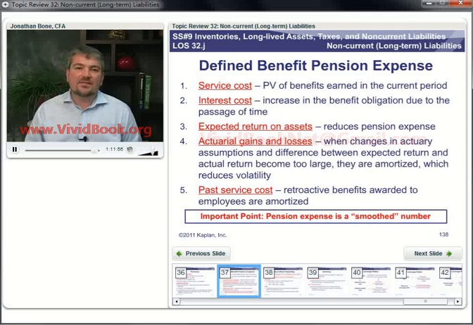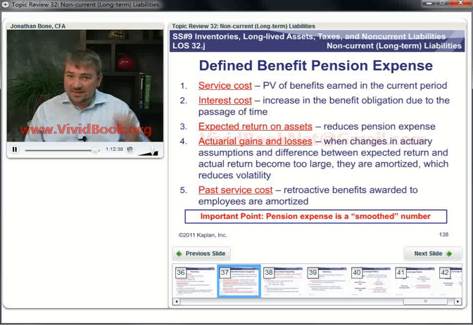Now, past service costs are retroactive benefits awarded to employees. Essentially, if we increase the benefits you're entitled to on retirement, that increases the PBO, the liability. Okay, so that's a loss. If we decrease the benefits you're entitled to, that would reduce the PBO, which would be a gain. Now, again, under US GAAP, these prior service costs are held off balance sheet essentially and amortized through the income statement. Under international accounting standards, they have to be expensed in the year that they're incurred.